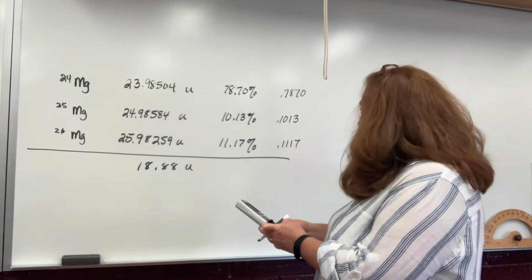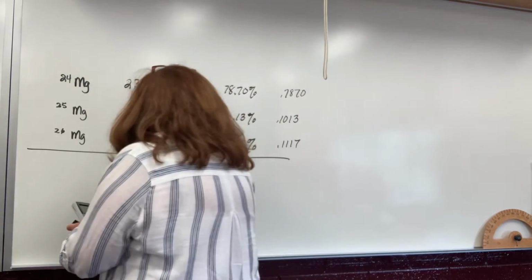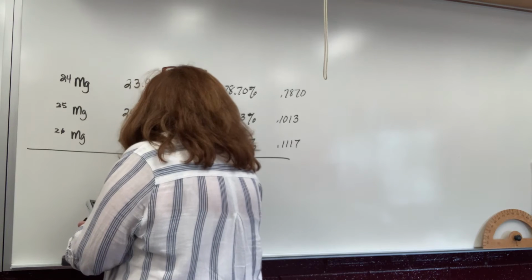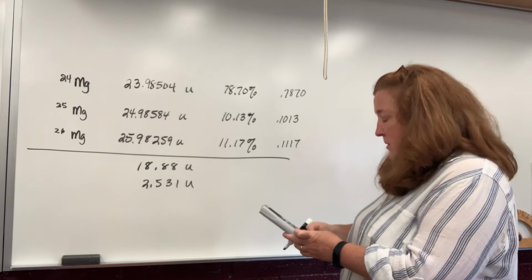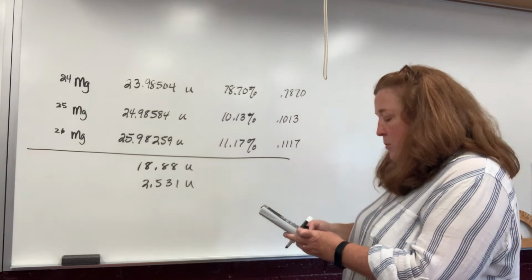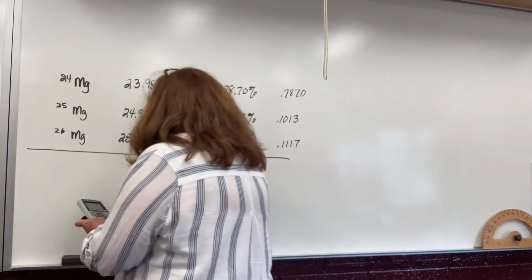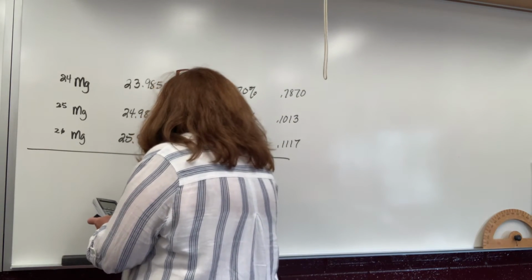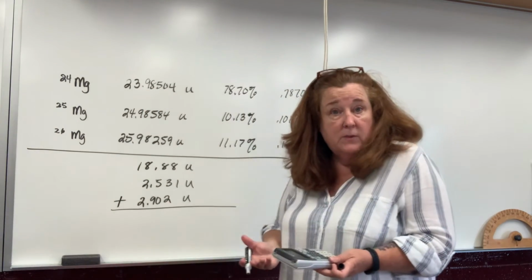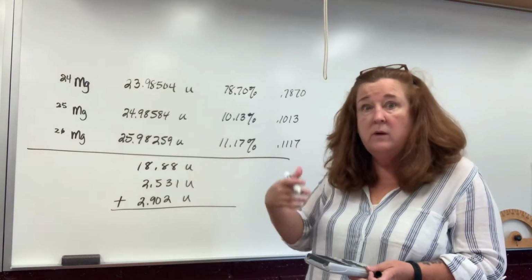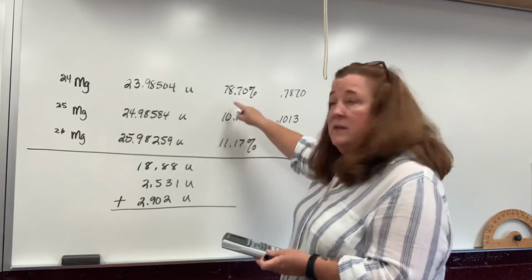24.98584, and I multiply it by 0.1013. I keep 4 significant digits. And I do the same thing for the last one, 25.98259. I multiply it by 0.1117, the decimal that is the percentage. And then I add them all up, just like I add up your grades for the percentage that you get for each thing that I grade for you: homework, lab reports, tests. It's just a test counts more, just like this first isotope counts more.